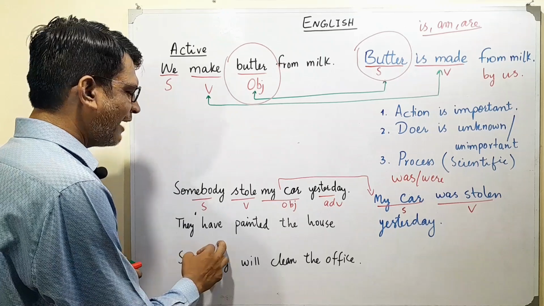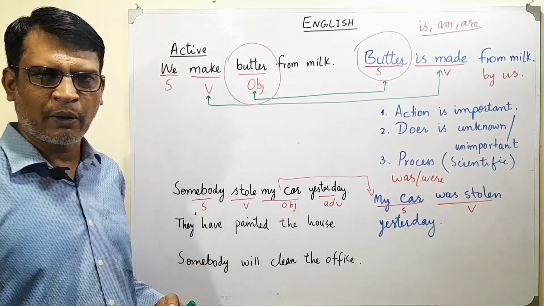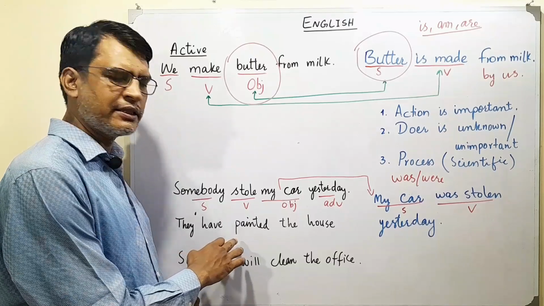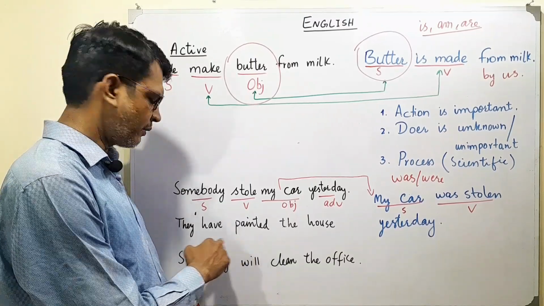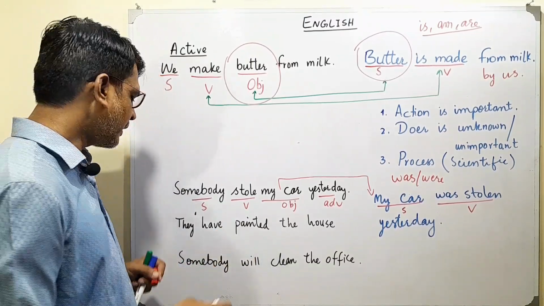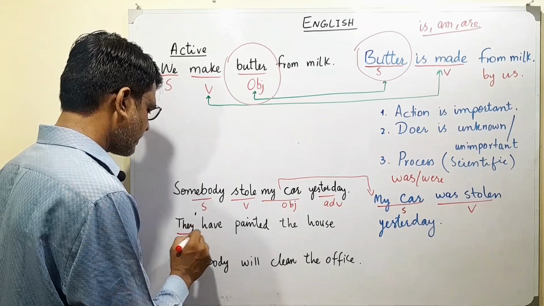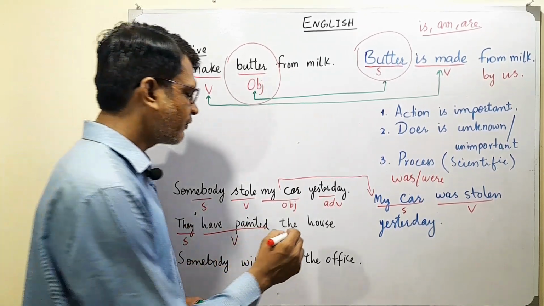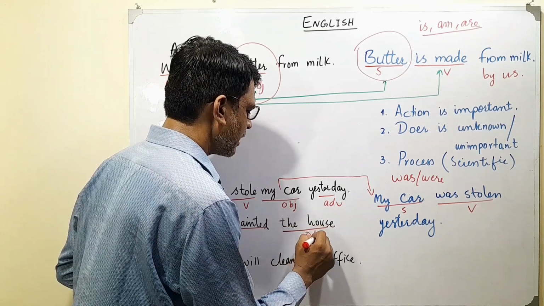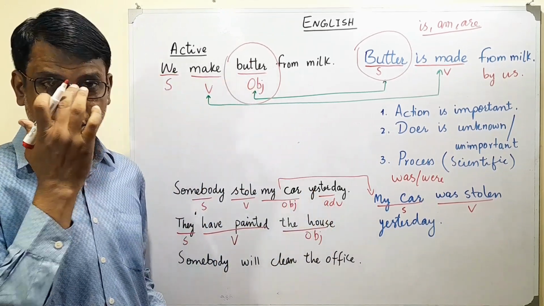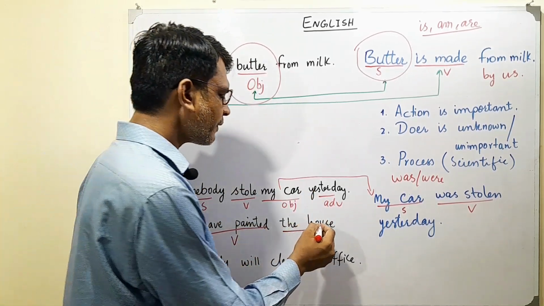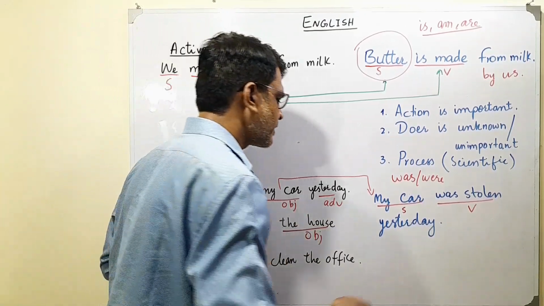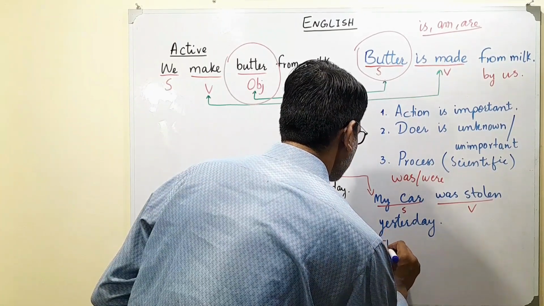Then we have, they have painted the house. This is again an active sentence, and this sentence is in present perfect. They have painted the house. They is a subject. Have painted is a verb which is present perfect, and the house is an object. And how will we change it? Again, we'll take the house, which is an object. So we say the house.